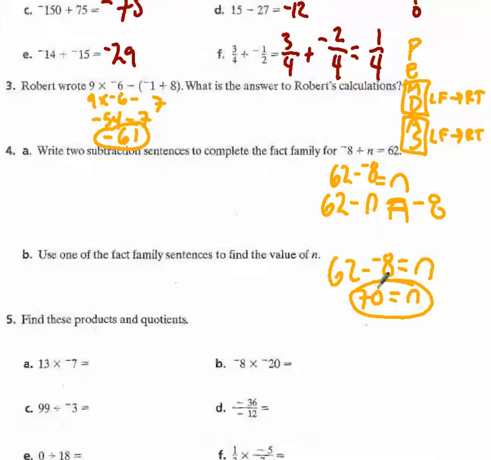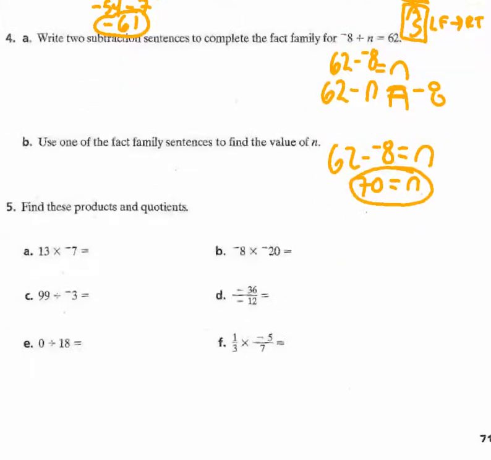All right, please find the products and quotients. We're going to use our algorithms again. If the signs are the same, it'll be positive. If the signs are different, it'll be negative. So in question A, the signs are different, so it's going to be negative. 7 times 13, well, that's going to be 1, carry the 2, 91, right? B, signs are the same, so it'll be positive.